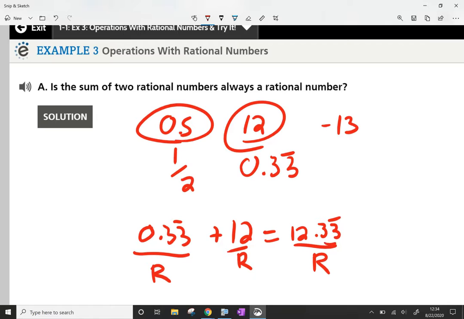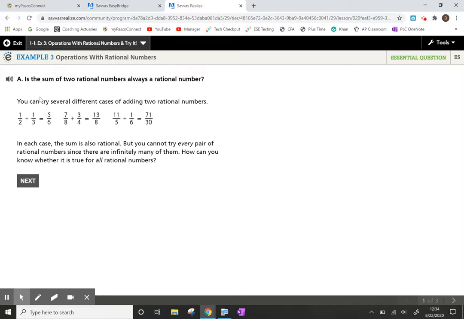It does have a decimal that goes forever, but it still has that pattern. It's going to be 3s that go on forever. So it's still a rational number. So in this case, when you add rational numbers together, yes, you're always going to get a rational number out. So the answer is yes. Is the sum of two rational numbers always a rational number? Yes.